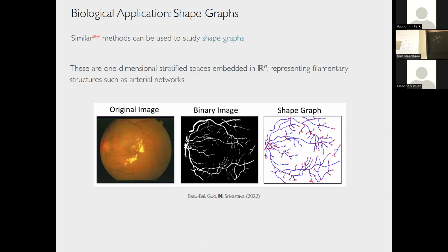So what is a shape graph? If you want to be fancy, it's a one-dimensional stratified space embedded in R^n. But really, it's a graph where each edge is made of an actual curve. You should be thinking of a picture of an artery system or something. The topological structure of this from a medical or biological perspective matters, but potentially the shape of the arteries matters too, right?